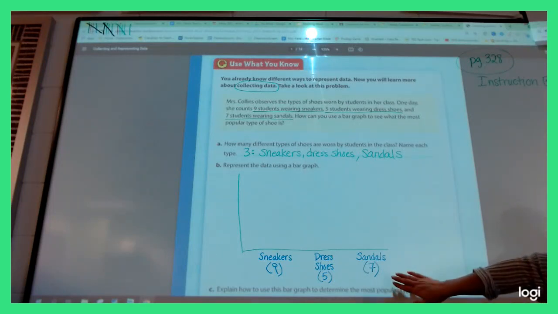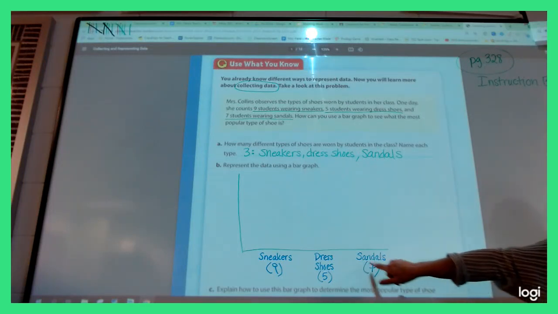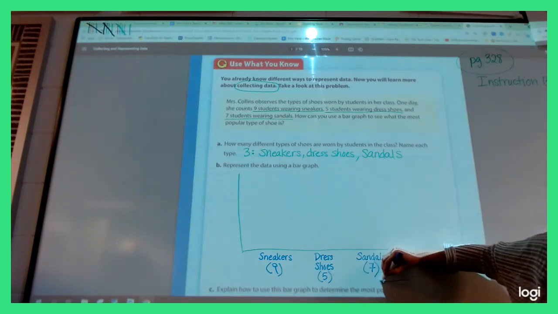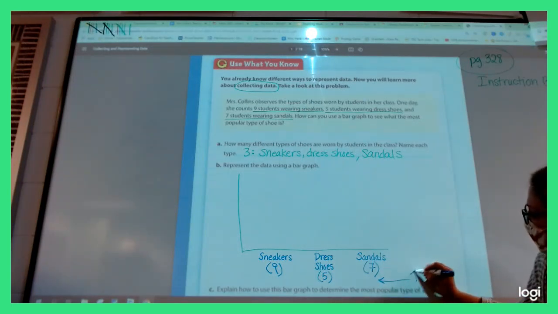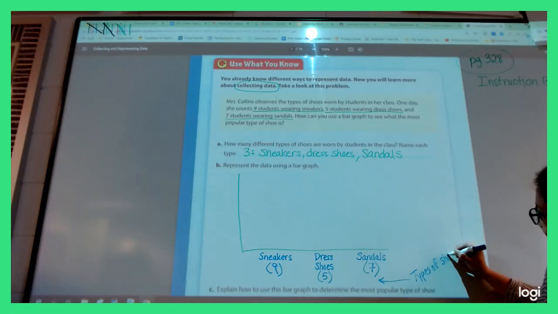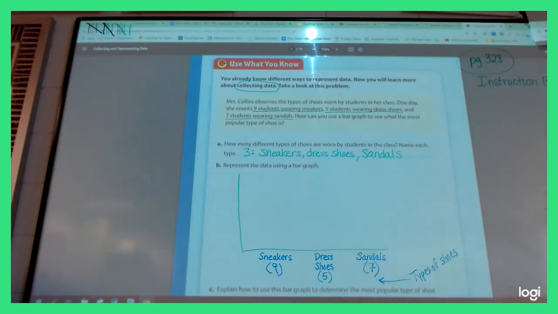Now, if I had to put a label on the bottom, which we should, what are all these labels describing? Zoe? Shoes. Yeah, types of shoes. So I don't really have space. I'm going to have to shoot a little arrow in there. So at the bottom, our label, it's types of shoes. All right, everyone with me so far? Make sure you're keeping up as we go. Come around and do a book check here.